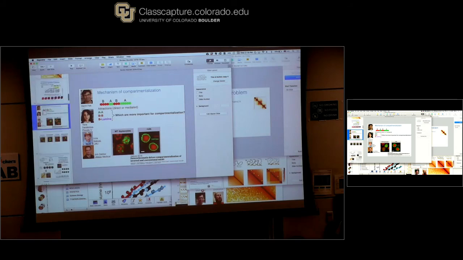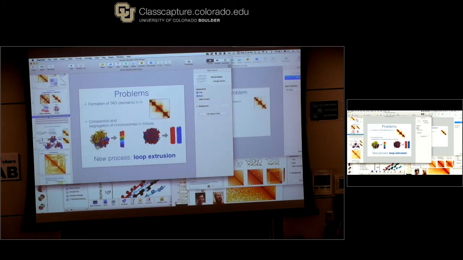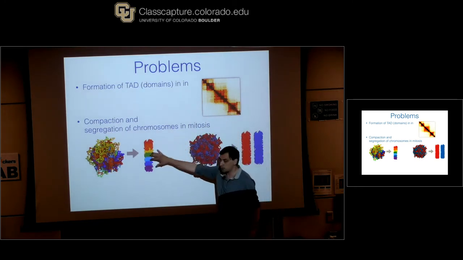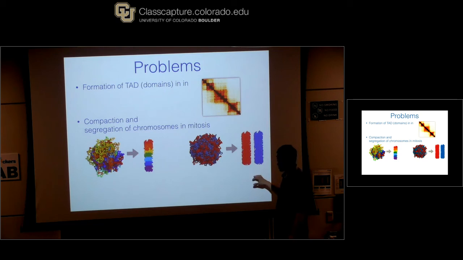And then the surprising thing is the formation of domains, the compaction of chromosomes, and the segregation of two sister chromatids. Remember, after replication, each chromosome consists of two sisters, which will go to two separate daughter cells. Those two sisters are initially mixed. They need to get demixed such that one can go to one daughter and another to the other daughter. This is a mysterious process because you need to segregate two long polymers.